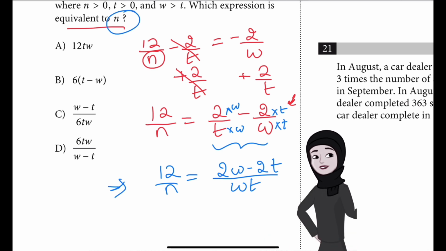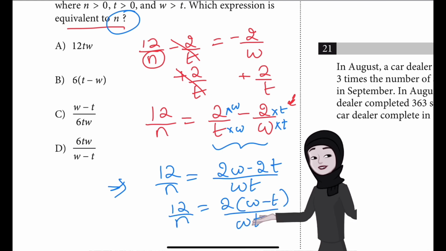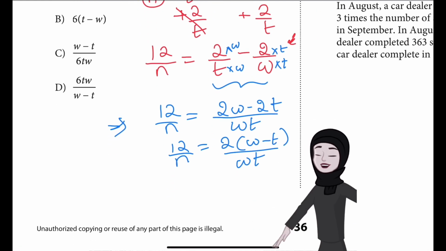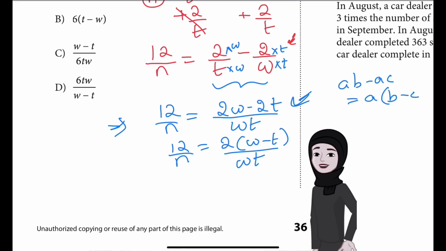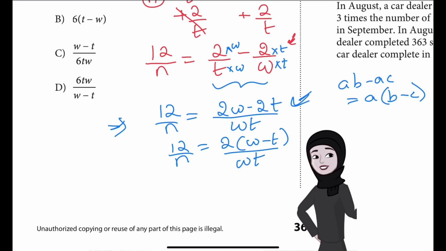Now remember we need only n on this side. So what we could do next is, we need a simplified form and we can also observe that 2 is a common term in the numerator on the right hand side. Both the w and the t terms have a 2 that can be taken outside the parenthesis. This is like applying the reverse of the distributive property. So if we have ab minus ac, it's equal to a times b minus c.